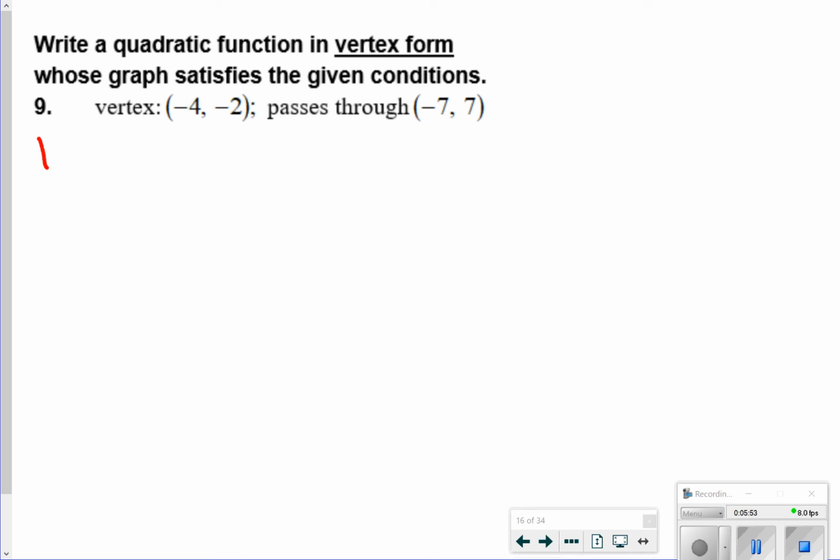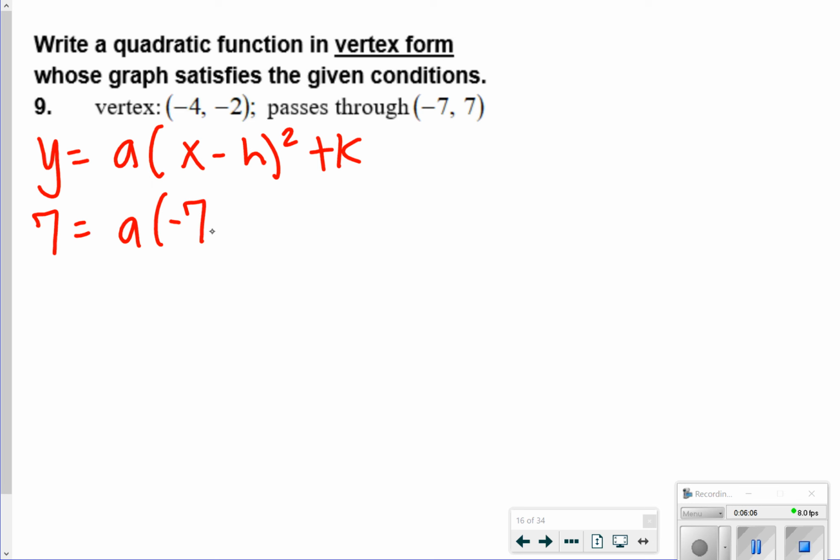So the first thing we want to do is write our vertex form. Y is equal to a parentheses x minus h squared plus k, and then go ahead and fill in everything except for a. So I'm going to have 7 is equal to a parentheses negative 7 plus 4, because minus negative 4 would be positive 4. And then plus k would be plus negative 2, or just minus 2. And then we're just going to go ahead and solve here.